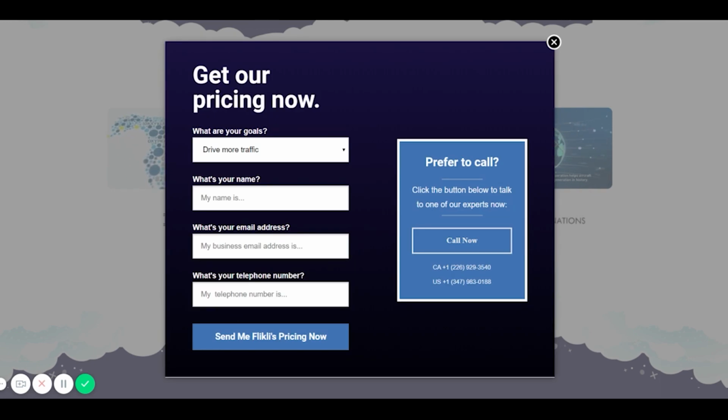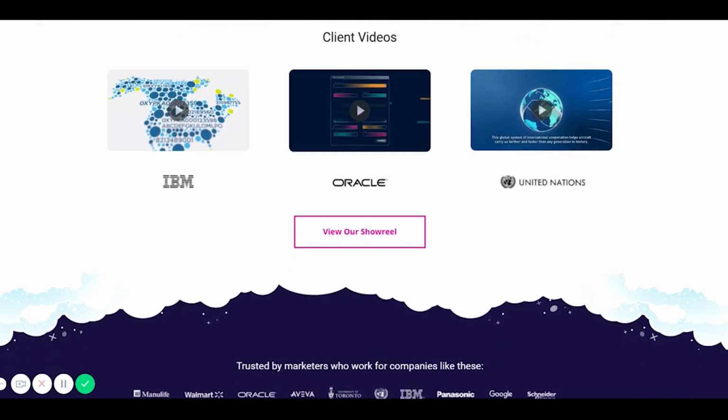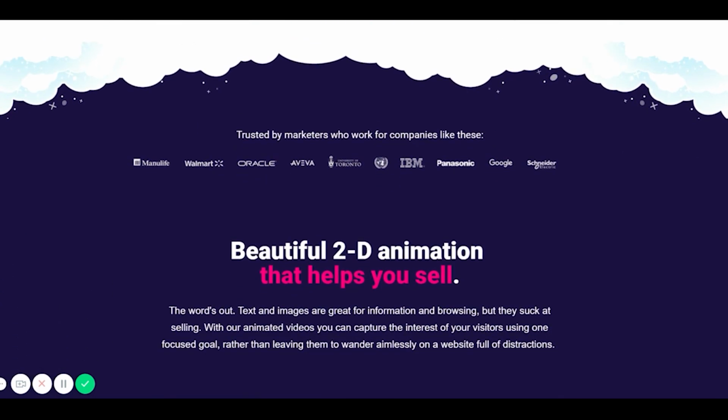Now, interestingly, this form here, over 30% of people visiting this website look at this form. It's really exciting. We've got more of all the different brands that they've worked with. So they worked with Walmart, Manulife, Aviva, etc.